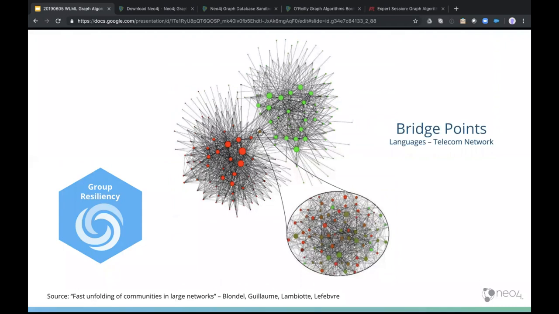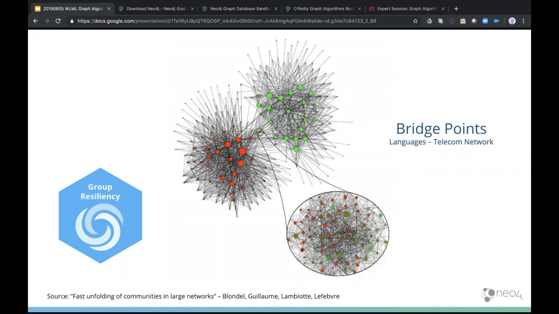But he wrote a fantastic set of papers around understanding groups in networks. Sorry, I'm constantly moving in your site. They came up with this example. And these, the red ones and the green ones, what do they signify? They're language groups in Belgium. Right? So they're Walloons and Flemish people.